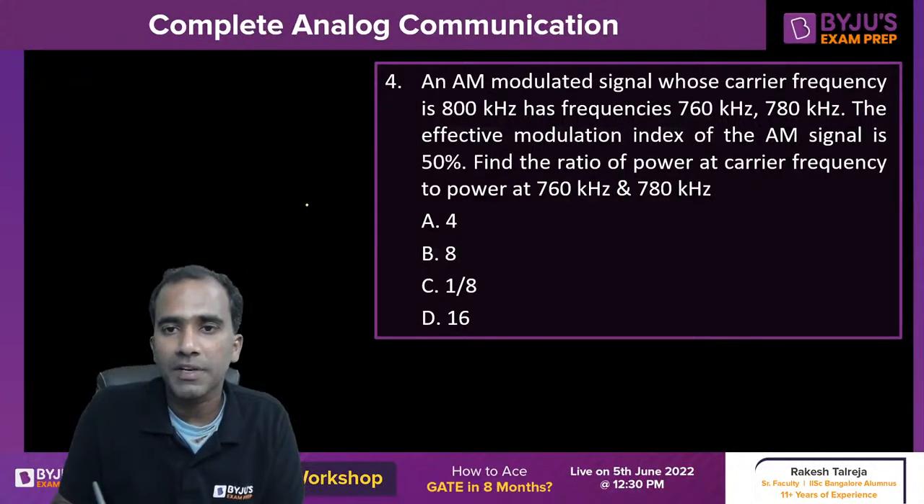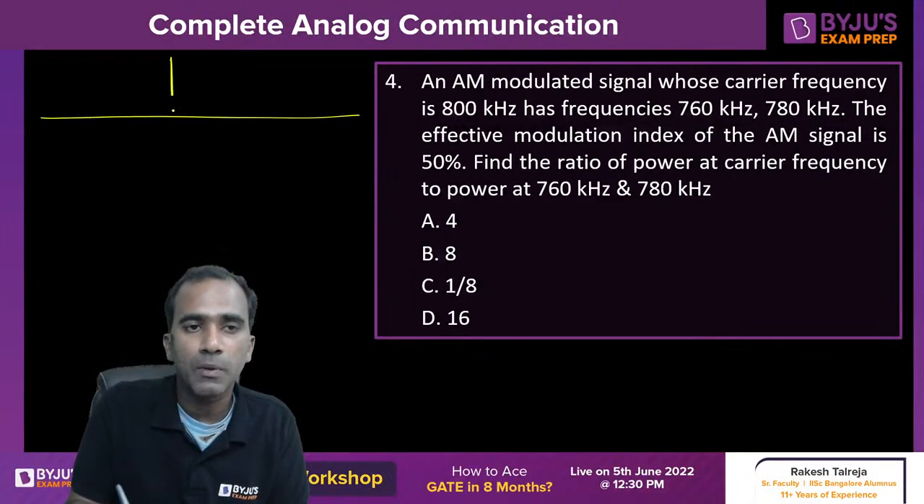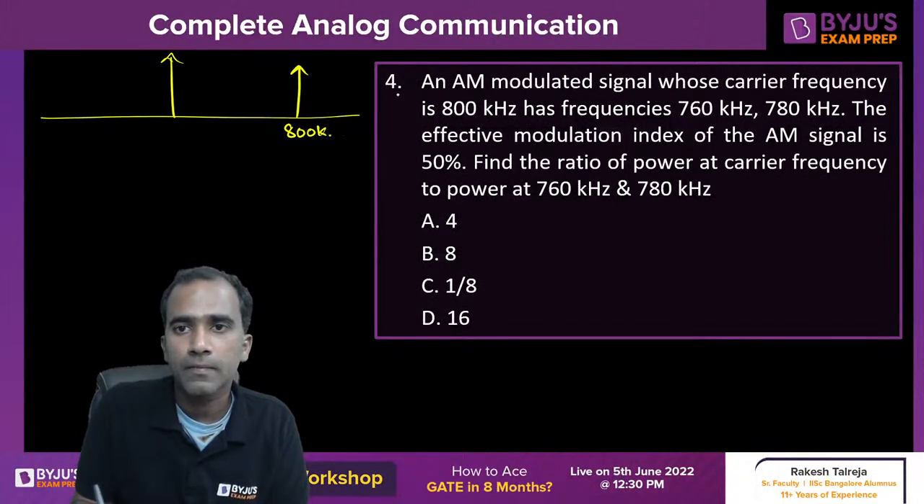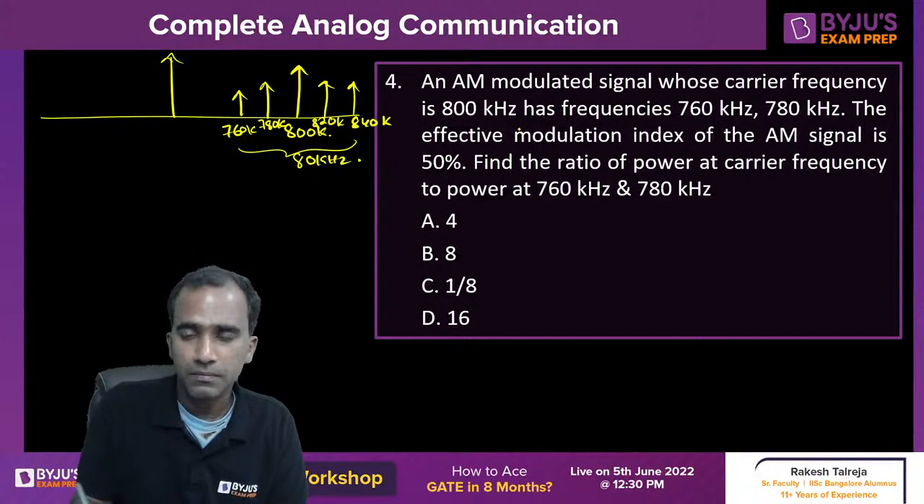Similar question about ratio of powers. An AM modulated signal whose carrier frequency is 800 kHz. I'll quickly plot the spectrum. Carrier is 800. Spectrum has frequencies 760 and 780, which means there are frequencies at 820 and 840 also. Which means you can figure out the bandwidth, which is 80 kHz, same as the previous one.